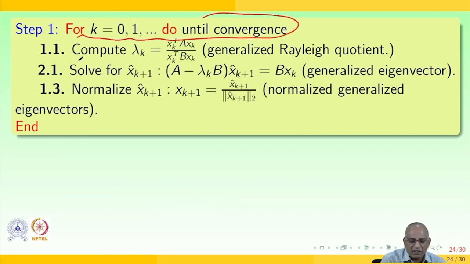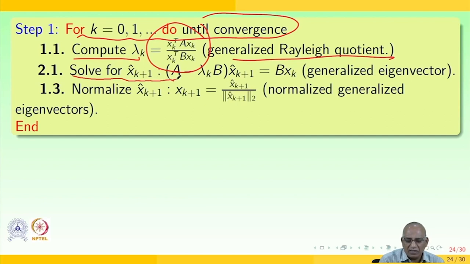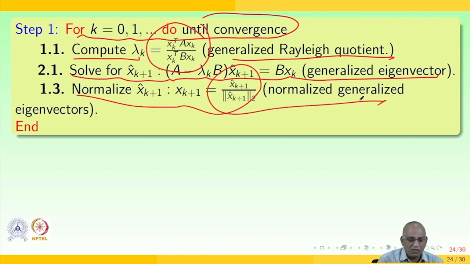Until convergence, compute lambda k equal to xk transpose A xk upon xk transpose B xk, the generalized Rayleigh quotient. Solve for xk plus 1, that is (A minus lambda k B) xk plus 1 equals B xk, the generalized eigenvector. Normalize this vector, xk plus 1 upon norm of xk plus 1, so this is the normalized vector.